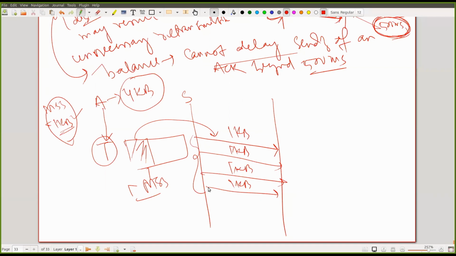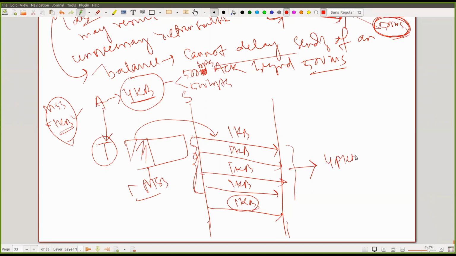Now another scenario. Let's say the application layer is generating 2 packets: 1 packet of 500 bytes, another packet of 500 bytes. Whenever the receiver receives, it is going to receive them as 4 packets. But how many packets did the sender originally send? 1 packet. The receiver is receiving them as 4 packets.